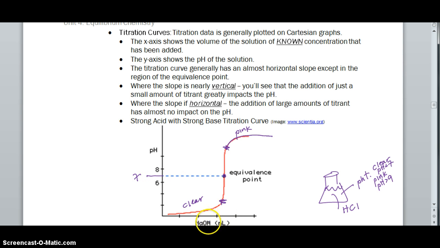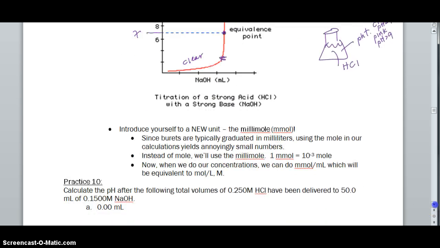So this doesn't just apply to NaOH, but anytime you have a strong acid and a strong base, the pH is going to be equal to 7. So we'll run through the math.